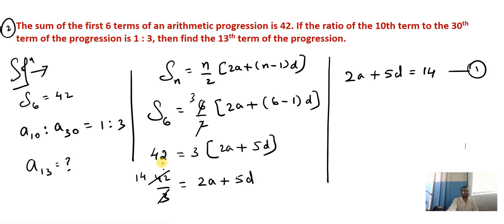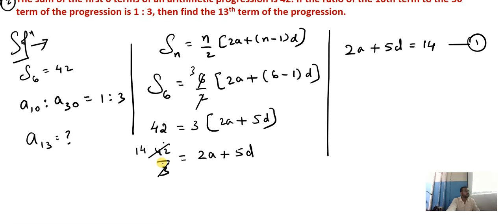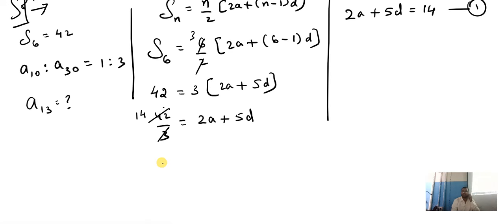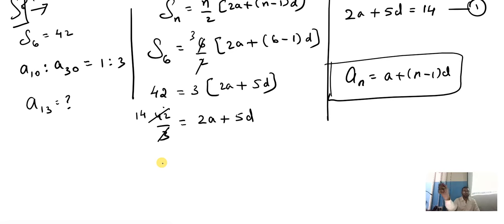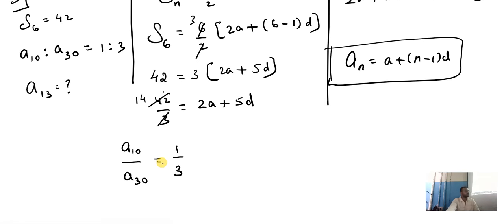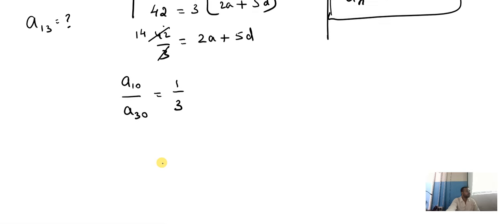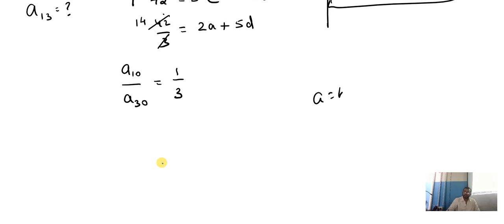After getting this, they have given the ratio A10 is to A30. A10 is in the form of an. We know that an is equal to a plus n minus 1 into d. This is our nth term formula. Now this ratio, first I will convert into proportion form: instead of 1 is to 3, I write 1 by 3. A ratio A is to B can be written as A by B, so A10 is to A30 can be written as A10 by A30.